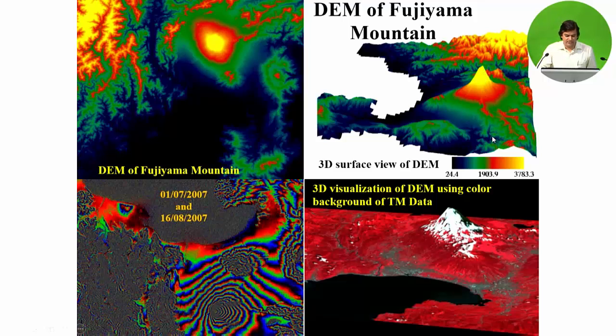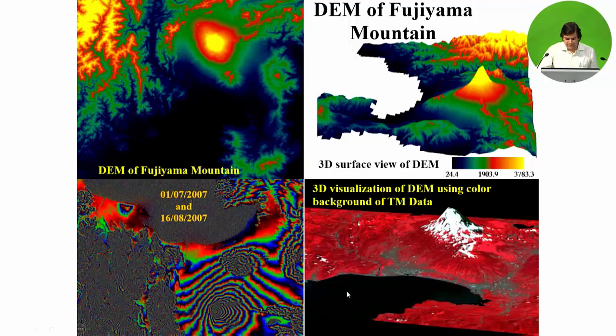mountain, is 3783.3 meter. And one more pattern we are observing: water bodies are not a stable structure and they are not permanent scatterers, so we are not going to get any information of the water body either in this image or in the interferogram. We are not getting any systematic pattern of the interferometric fringes.